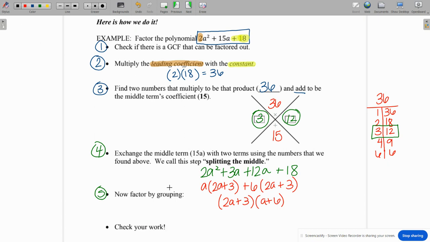It's always a good idea to check our work. In this problem, this is what we're thinking the answer is going to be, a binomial times a binomial. But to check our work, we would FOIL this out. 2a times a is 2a squared. 2a times 6 is plus 12a. 3 times a is 3a, and 3 times 6 is 18. If we combine like terms, 2a squared plus 15a plus 18, which is what we started with, it checks out.